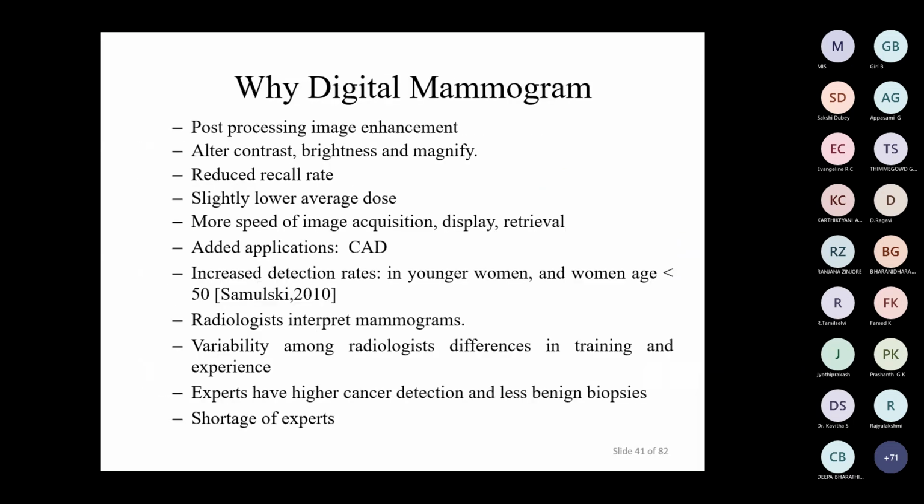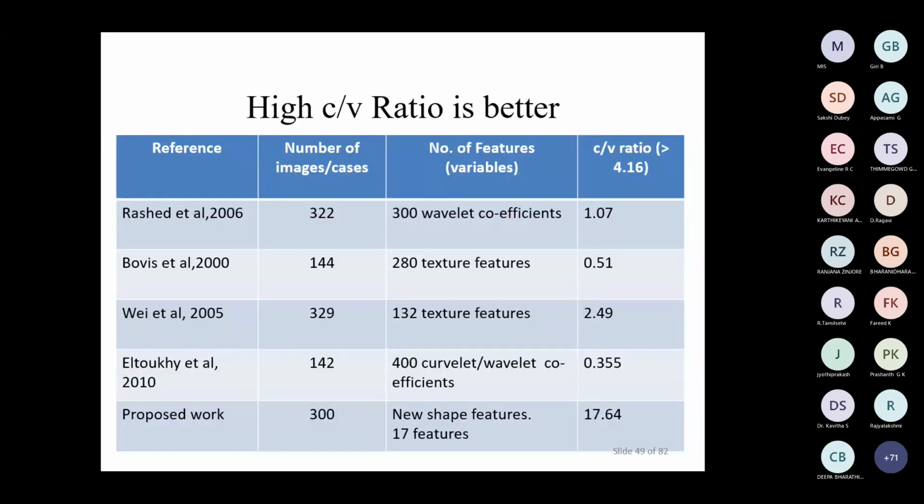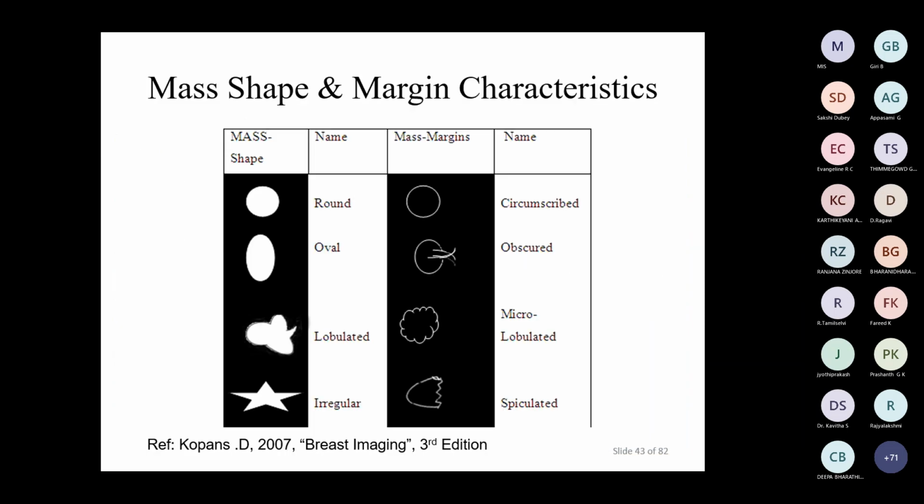So I'll show an example of what we received. We worked on mammograms, which are cancer images. This is the cancer tumor region; the mass is the cancer region. The cancer can have different shapes: round, oval, regular, or irregular. And the margins or the boundary can be circumscribed, obscured, microlobulated, or spiculated.